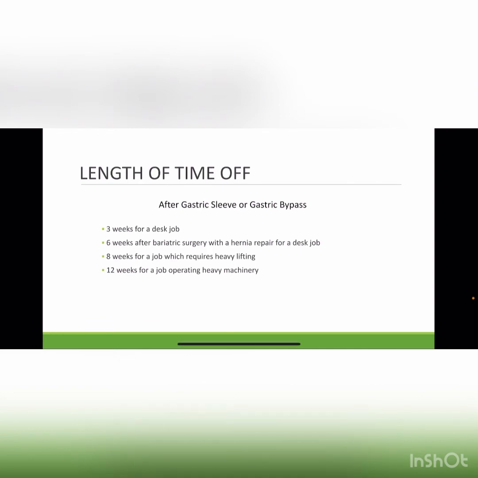Now, a lot of questions is, what's my time off of work? Well, 3 weeks for a desk job, 6 weeks after bariatric surgery with a hernia repair for a desk job, 8 weeks for a job that requires heavy lifting, and 12 weeks for a job that's heavy machinery.